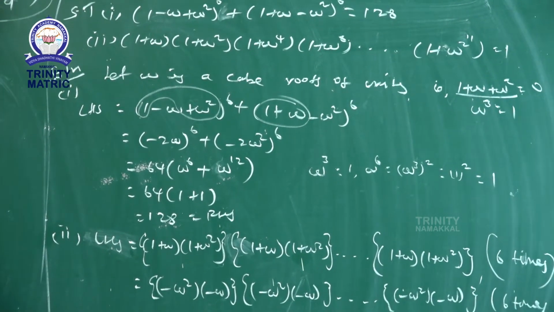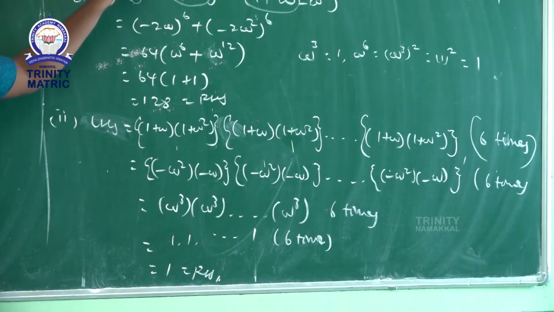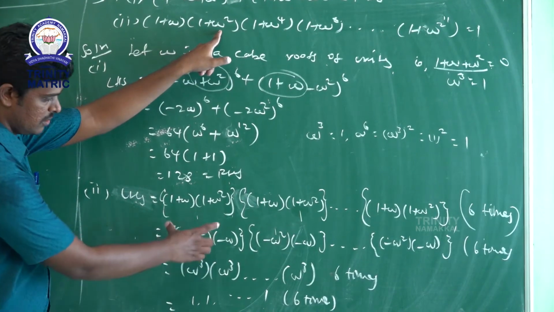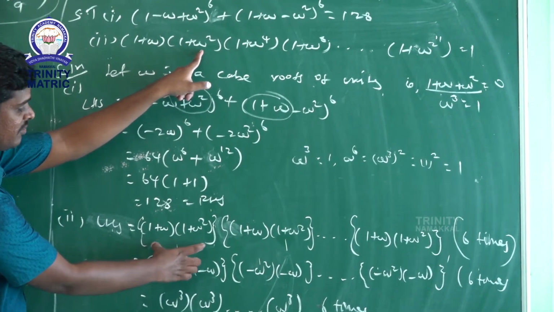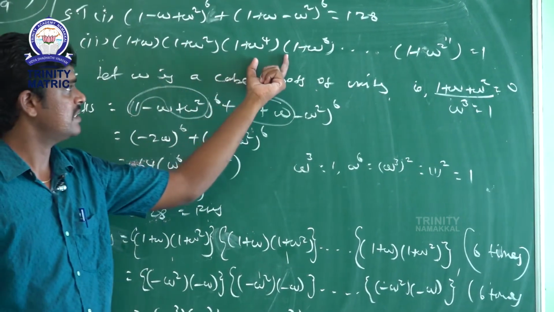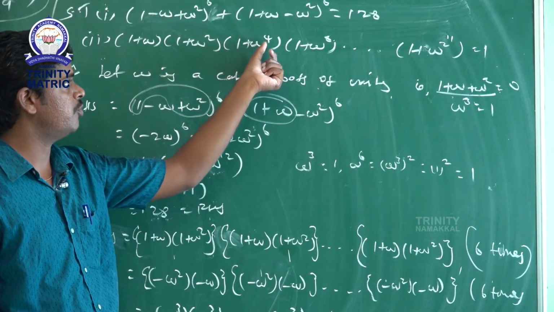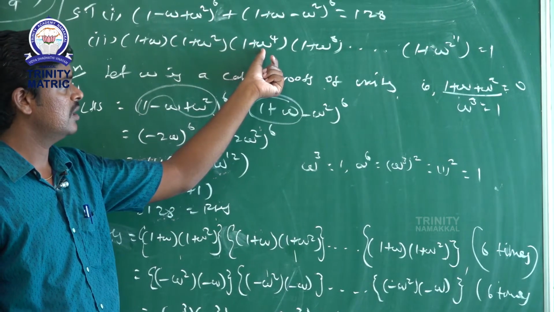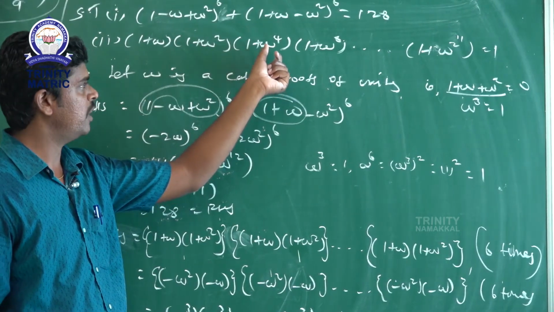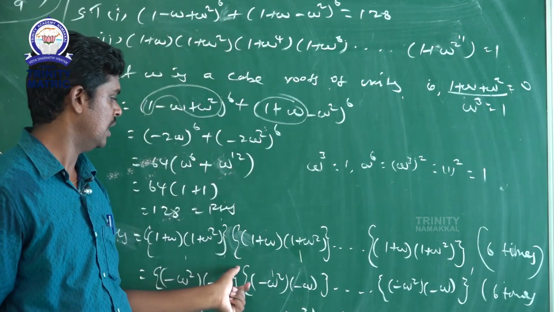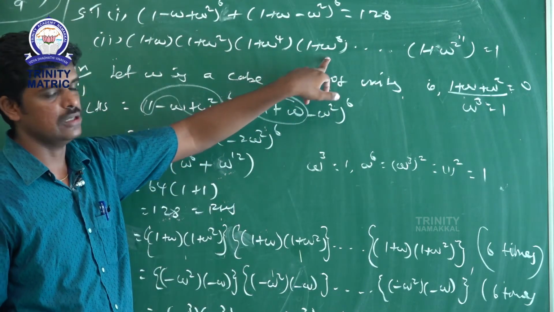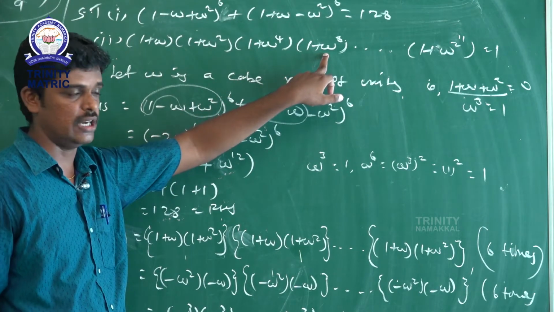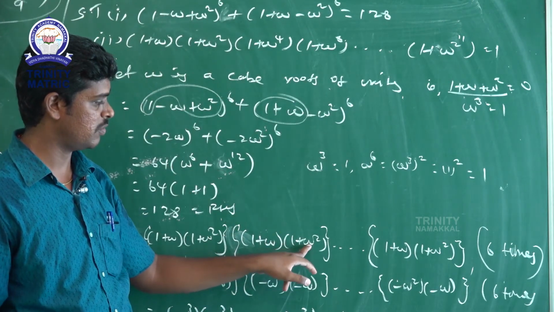Next, what is the second one? Take LHS. Here also, 1 plus omega into 1 plus omega squared; I take these two terms as the first term. Next, take the second two terms, 1 plus omega power 4. Here omega is a cube root of unity, so omega power 4 means omega cube into omega. Omega cube is 1, so 1 plus omega. And also omega power 8, this is not a multiple of 3, so omega power 6 into omega squared, which can be written as 1 plus omega squared.